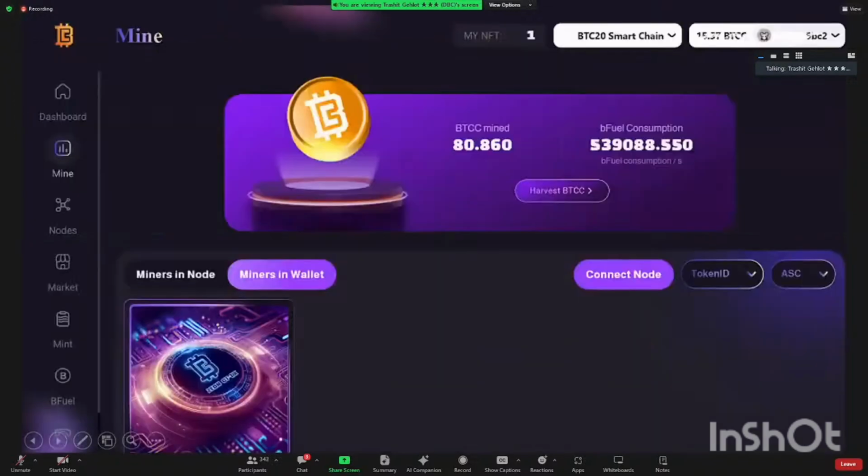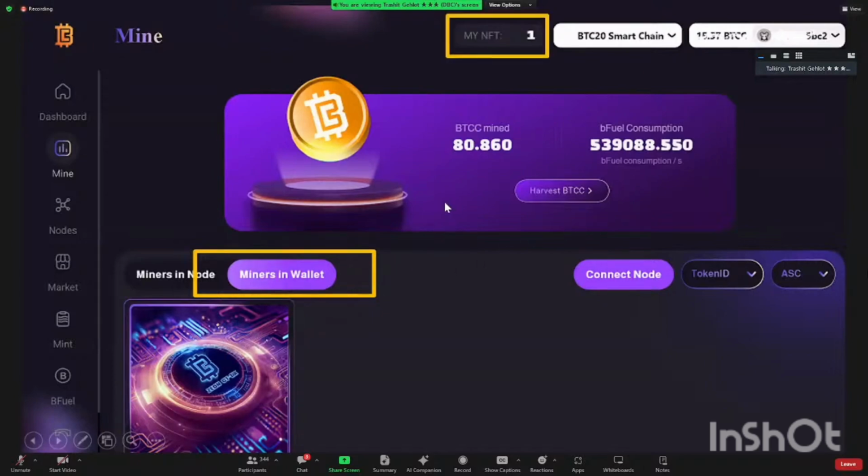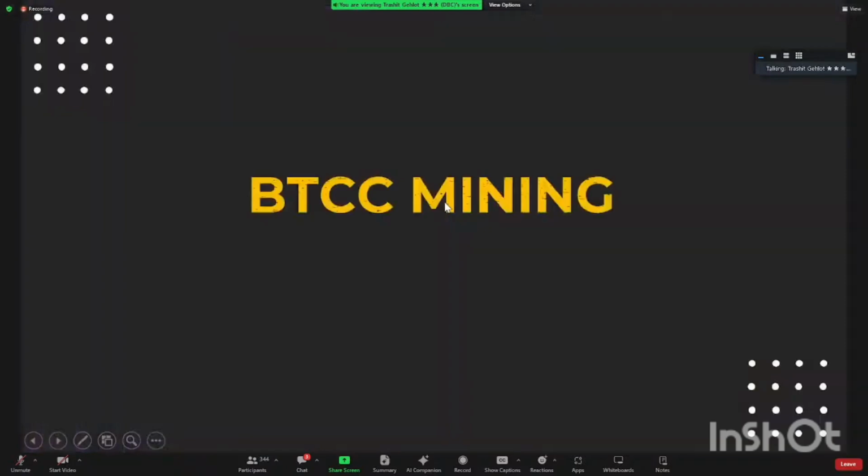Now, once the NFTs are minted on your wallet, all you need to do is access the dApp, and you will find this section, My NFT. It will show a number. The number of NFTs minted on your wallet will be reflected here, and you can find them in this section, miners in wallet. Once you have NFTs in miners in wallet, when you submit these NFTs for mining, you will need to pay gas fees in BTCC. This we have already covered.